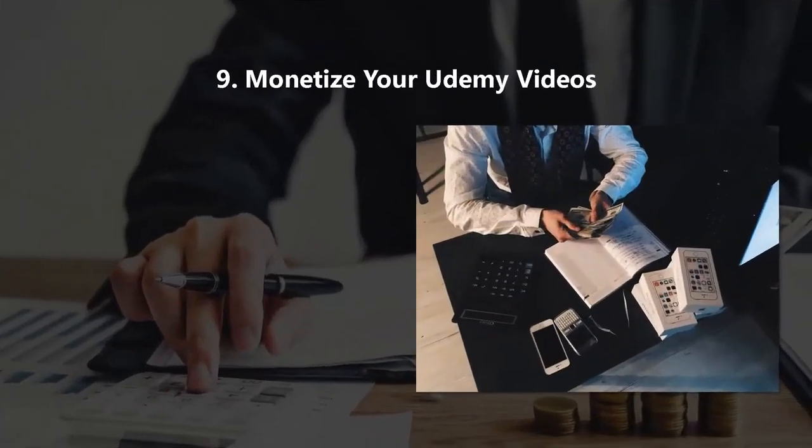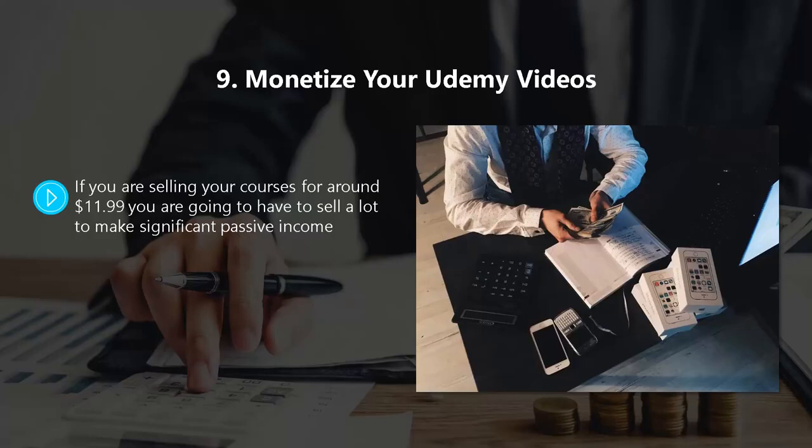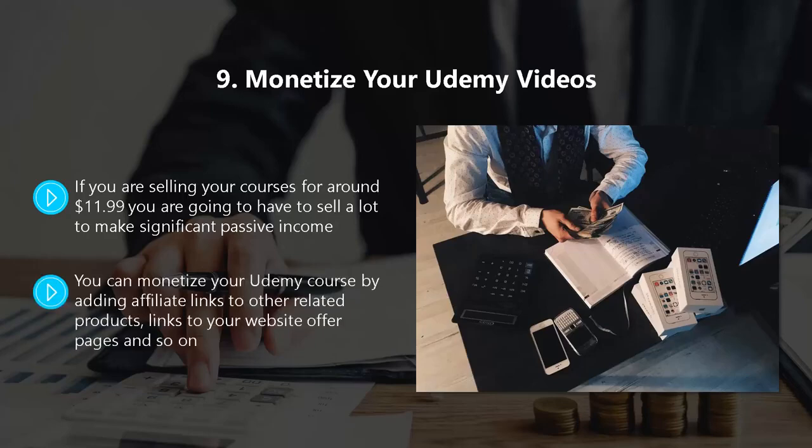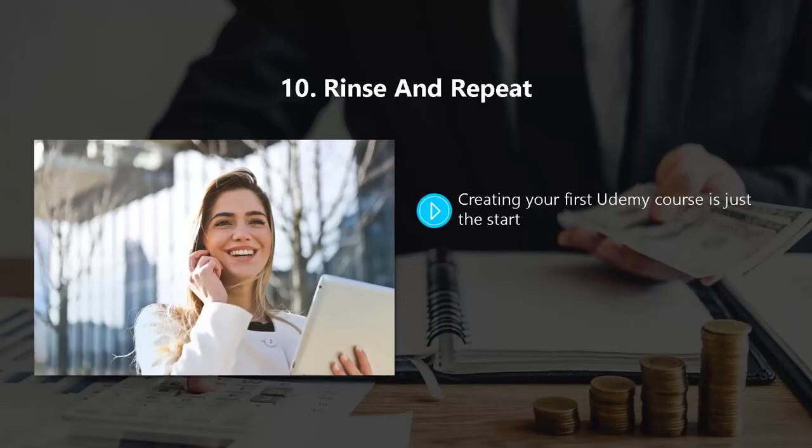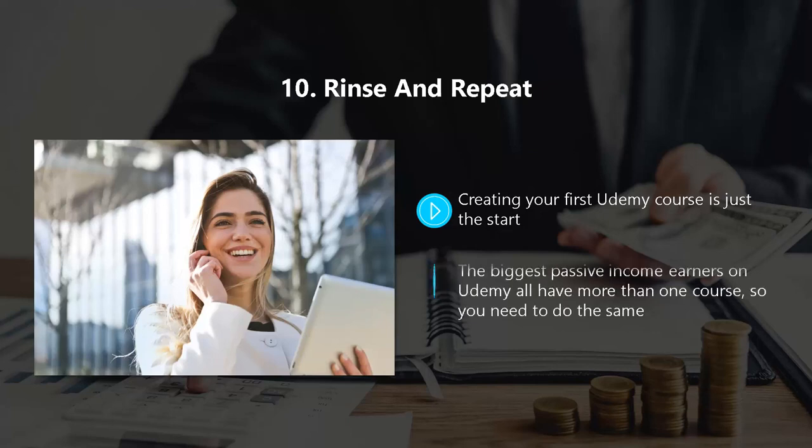9. Monetize your Udemy videos. If you're selling your courses for around $11.99, you're going to have to sell a lot to make significant passive income. You can monetize your Udemy courses by adding affiliate links to other related products, links to your website offer pages, and so on. 10. Rinse and repeat. Creating your first Udemy course is just a start. You need to be committed for the long term and plan to create more Udemy courses. The biggest passive income earners on Udemy all have more than one course, so you need to do the same.